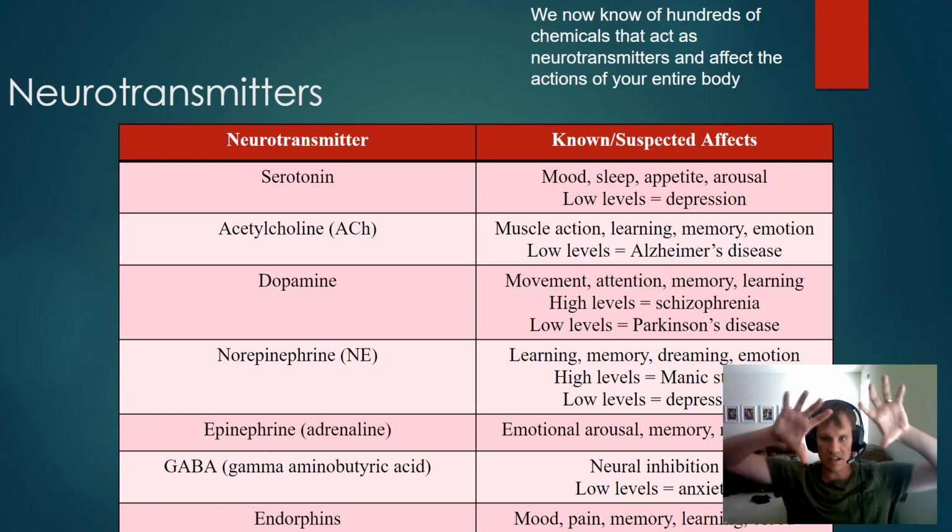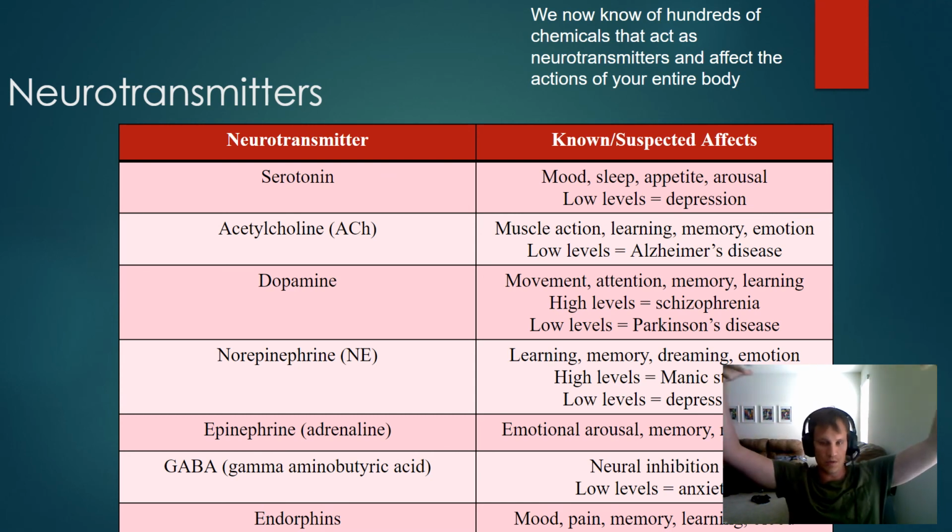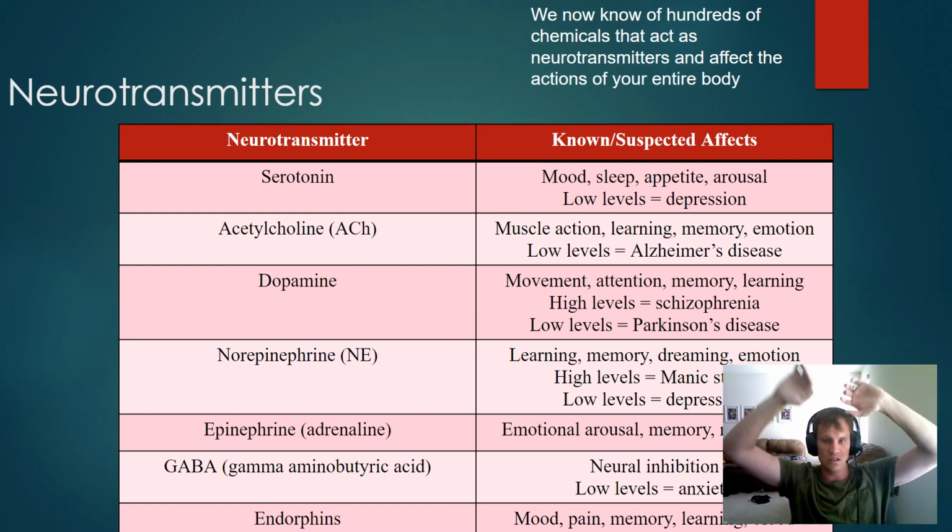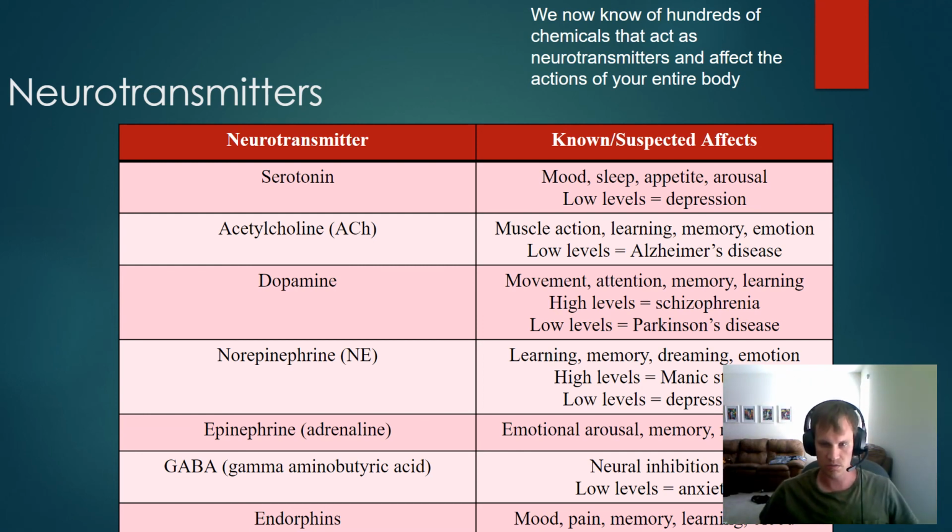So neurons are the individuals. Next, we'll look at the nervous system, which is the system of neurons, and look at the different types of nervous system that you have.